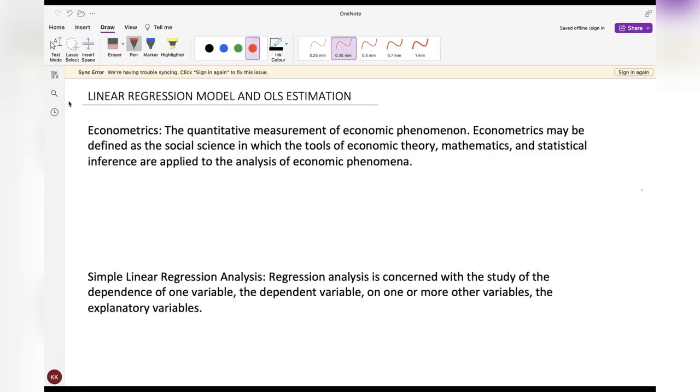The topic that I will be covering today is linear regression model and OLS estimation. Before we dive into this topic, we need to understand the concept of econometrics. So econometrics refers to the quantitative measurement of economic phenomena. It is a social science in which the tools of economic theory, mathematics, and statistical inference are applied to the analysis of economic phenomena.